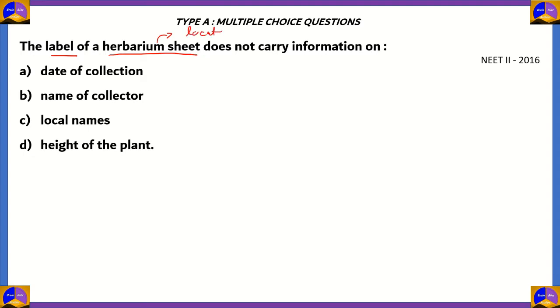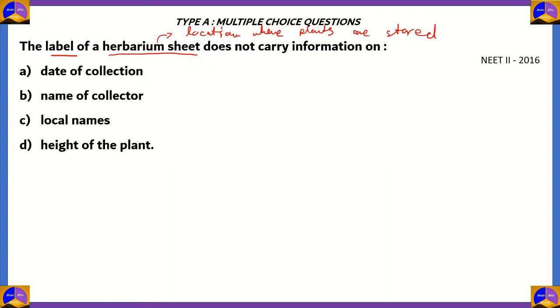location where plants are stored, and these plants are first dried up and then they are stored in sheets which are called herbarium sheets. So each herbarium sheet contains a particular specimen, and it also has a label, and that label gives us more information about what species is present in the herbarium sheet.